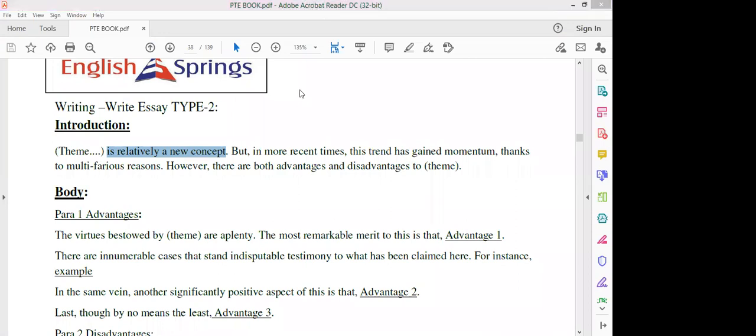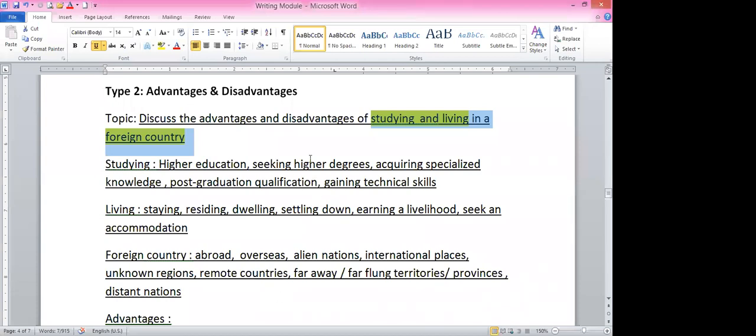Was I able to make you understand, both of you? So if you see the words here, can you make a sentence with these words and connect it with is relatively a new concept? Seeking higher degrees and earning a livelihood in abroad. Yes, seeking higher degrees and earning a livelihood in faraway places is relatively a new concept. In overseas, in abroad, is relatively a new concept. Very good.